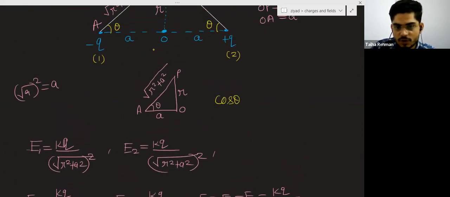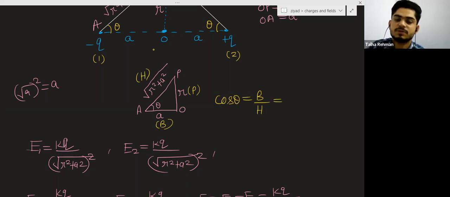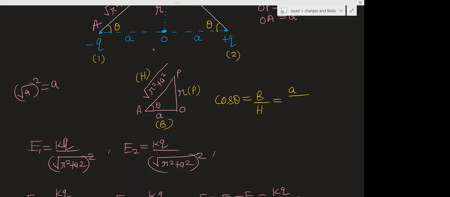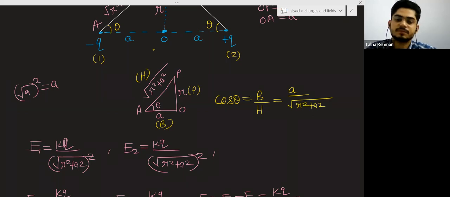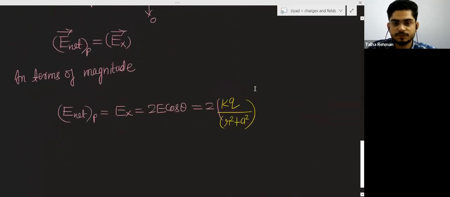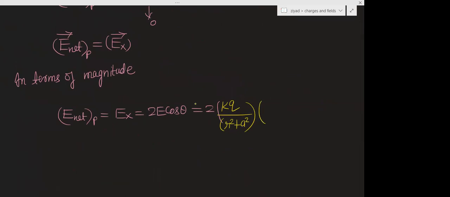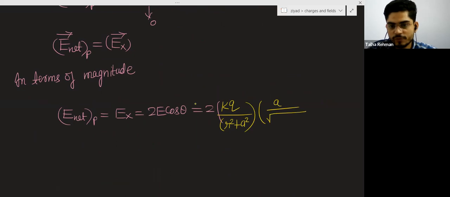From here we can find cos theta is base divided by hypotenuse. Opposite to this angle, this is perpendicular. This will be base and this will be hypotenuse. So now tell me the value of this base divided by hypotenuse. Ziyad, what is base here in this triangle? A, right? And what is hypotenuse? Root of r square plus a square. So instead of cos theta, we will write a divided by root of r square plus a square.